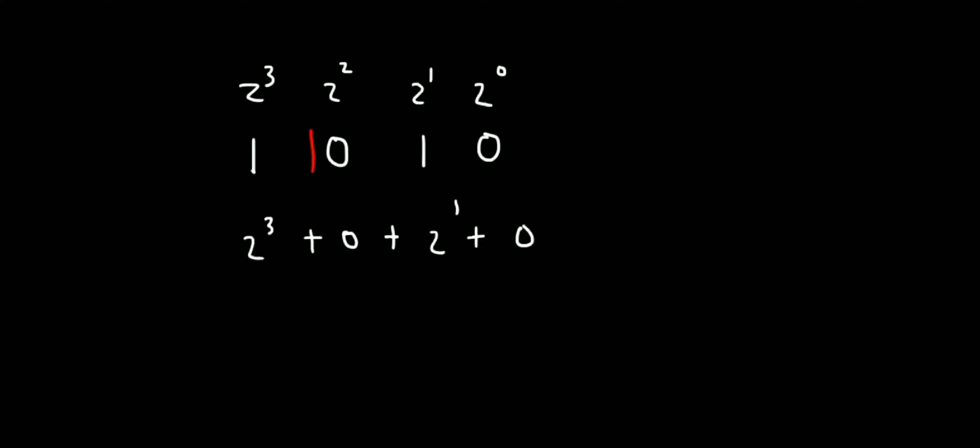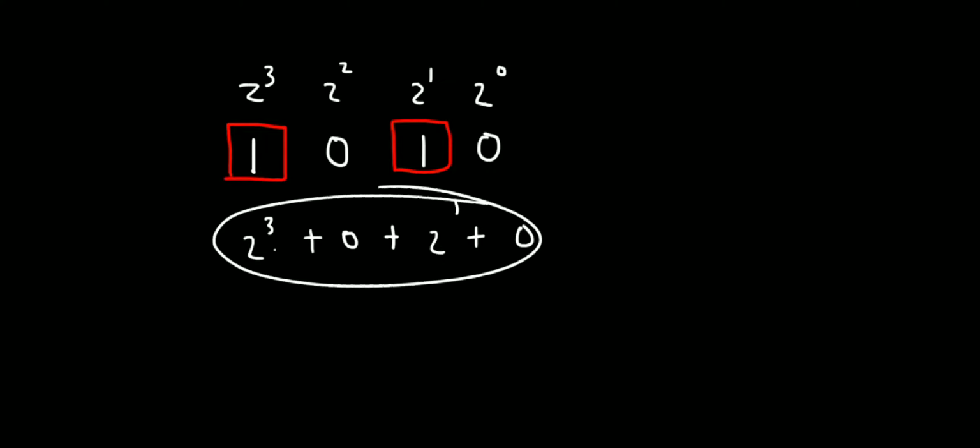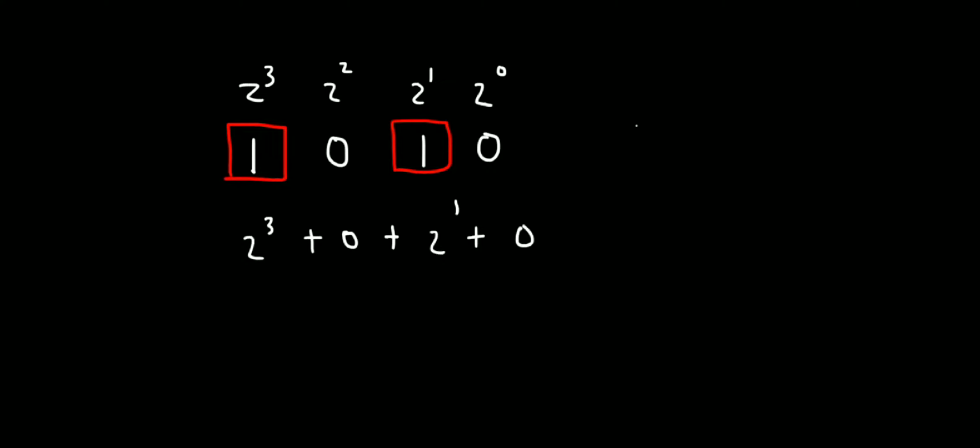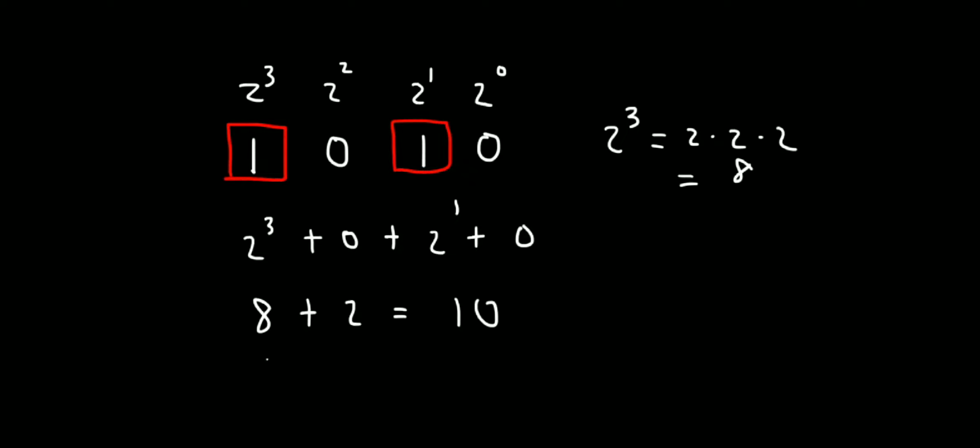Now we will evaluate this, and the part which is having 0, that will be removed, because whatever the number will be multiplied by 0, that will be 0, and whatever the number multiplied by 1, that will be the number. And in this 2 to the power 3 means 2 will be multiplied 3 times, so it will be 8 plus 2 equal to 10. 10 is the answer.